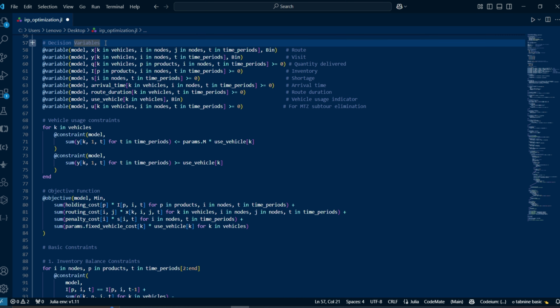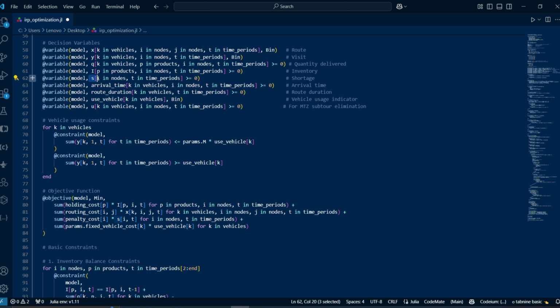And decision variables here, they are core components of the optimization. X is a binary variable that determines whether a vehicle travels between two nodes during a specific time period, and Y is another binary variable that indicates whether a vehicle visits a specific node during a specific time period. Q is a continuous variable representing the quantity of a product delivered by a vehicle to a node in a given time period. And I is the inventory level of each product at each node during a specific time period.